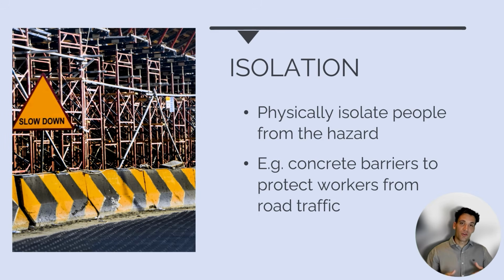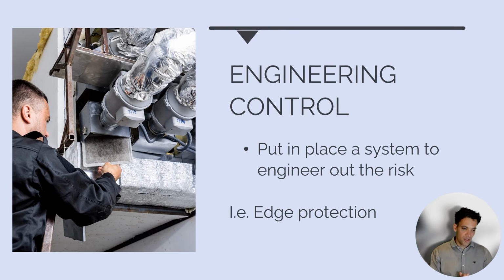The next is an isolation control. So an isolation control is where we physically isolate people from the hazard. For example, if we've got people that need to walk along a road to get to a construction site and there's a risk that they get hit by a car, we could physically isolate them from the hazard by putting in place concrete barriers that protect them. Then we have an engineering control. So an engineering control is where we put in place a system to engineer out the risk. For example, for working at heights, we could put in scaffolding. So that would be an engineered solution to minimize the risk of somebody falling off an exposed edge.